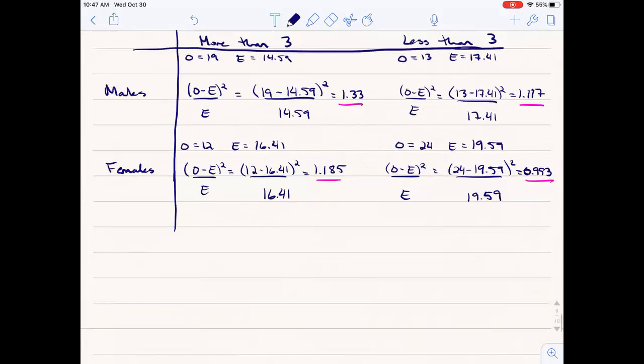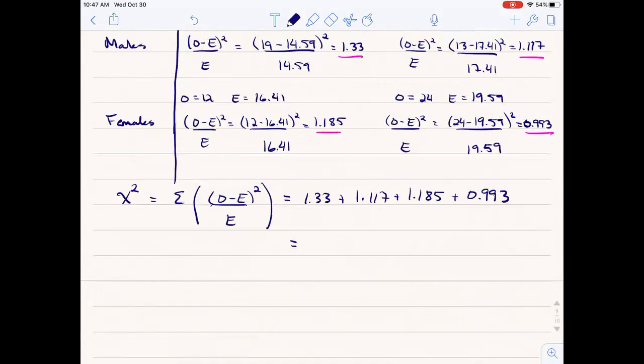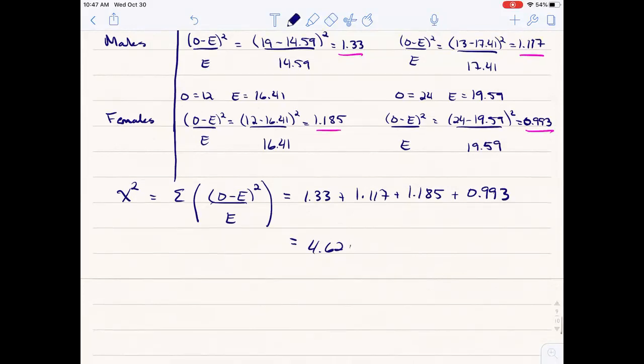So then, if our chi-squared is the sum of our observed minus expected squared over the expected, that's going to be 1.33 plus 1.117, sorry, not 11. Yikes. That would really mess up our chi-squared. 1.117 plus 1.185 plus 0.993, which is 4.628. Oh, we did it.